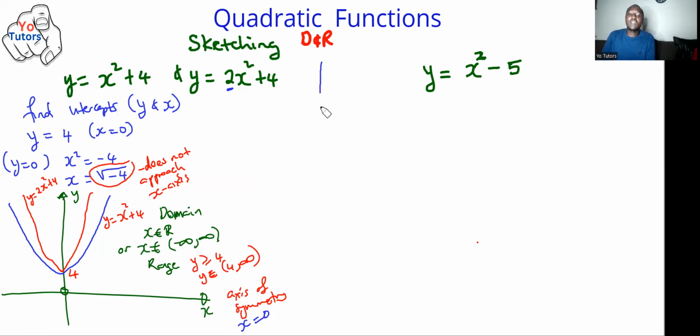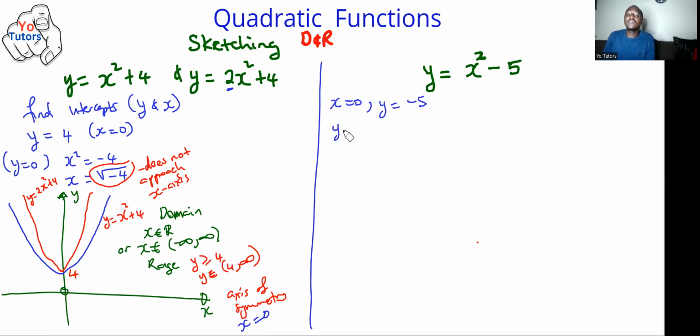Now let's look at the other graph. What we have here is y equals x squared minus 5. Now it means that we can find our y-intercept when x is equal to 0. When x is equal to 0, y is equal to -5. So our y-intercept is that.